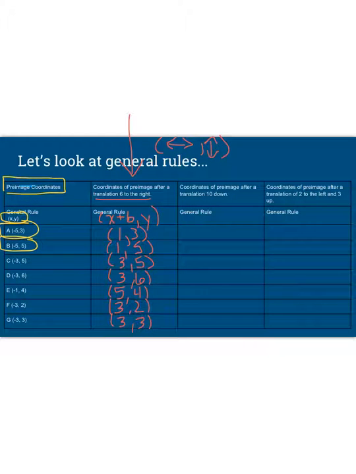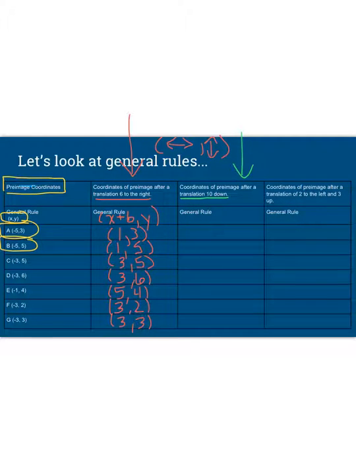So here are the answers that you should have in the first column, which is the result of translating your pre-image 6 units to the right. So let's look at this column right here. And this time I want to translate my pre-image 10 down.